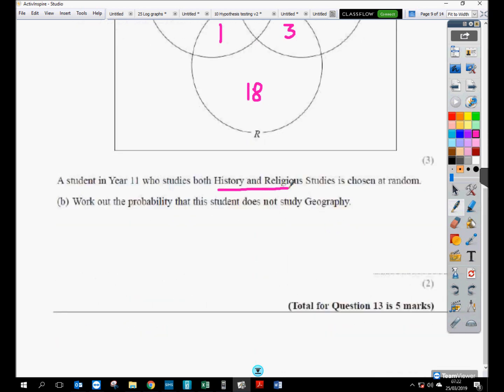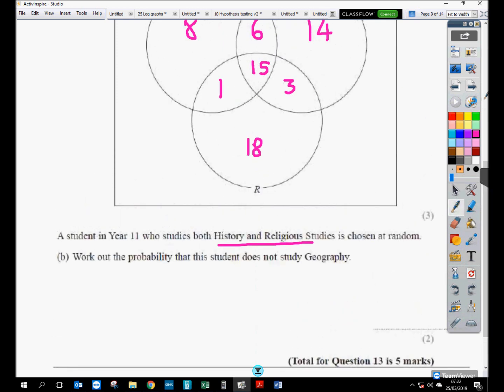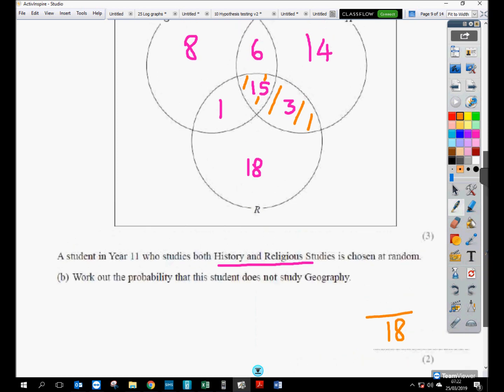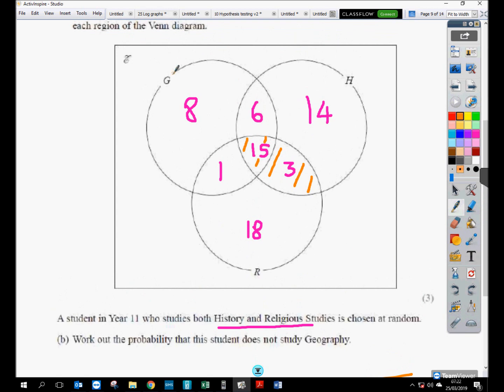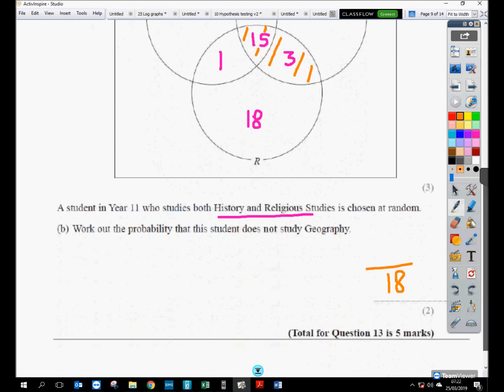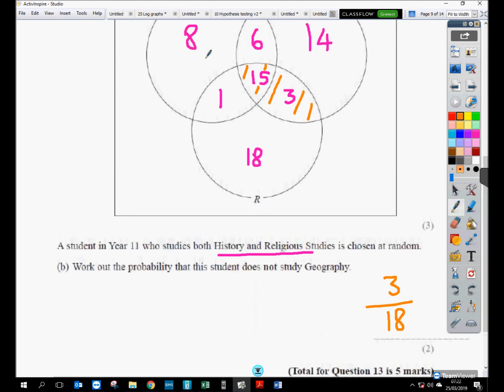A student in Year 11 studies both history and religious studies. So the overlap between history and religious studies is here, this section. There's 18 people in that particular section, so it's got to be out of 18. Now, out of those 18, work out the probability that this student does not study geography. So how many students out of those 18 do not study geography? They can't be in the G circle. So there's only three that are not in the G circle in that space that we've shaded. Can you cancel this down if you like to a six? We can just leave it like that.